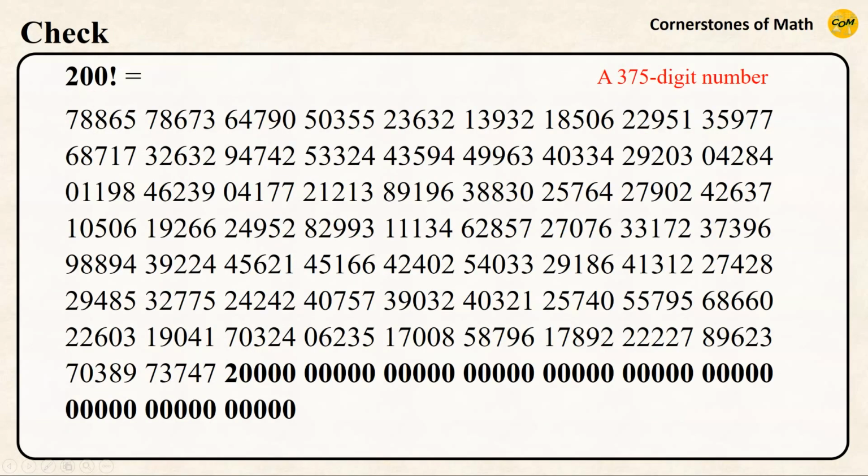And finally, this is 200 factorial. And as you can see, 49 trailing zeros, and the rightmost non-zero digit is 2.